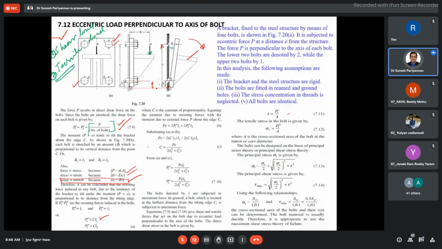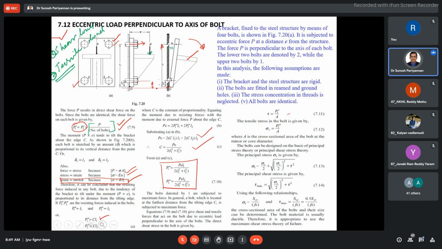Earlier, P1 prime and P2 prime were the shear loads. Now for P1 double prime and P2 double prime, we take P proportional to C L1 and C L2. Finally, we use the bending moment concept to find P1 double prime and P2 double prime, because in this case the bolt is subjected to tensile load. P1 double prime equals P into L1 divided by 2 into L1 squared plus L2 squared.